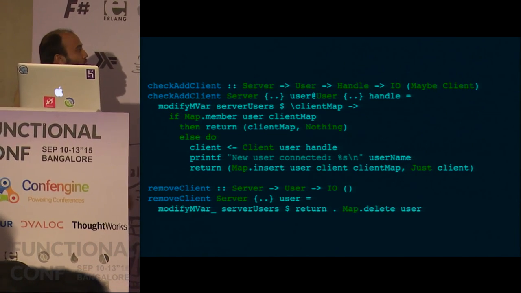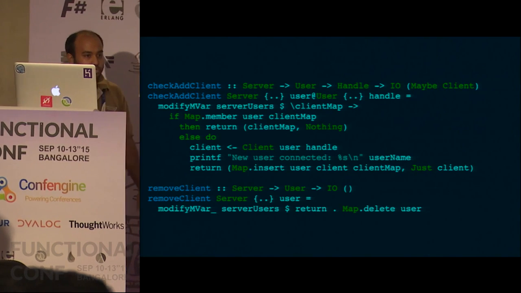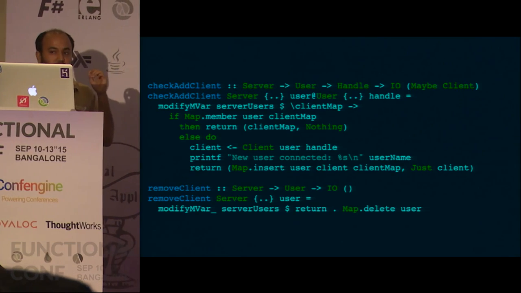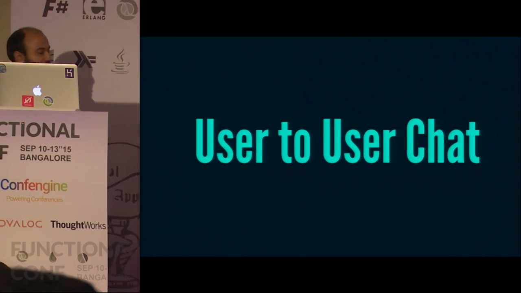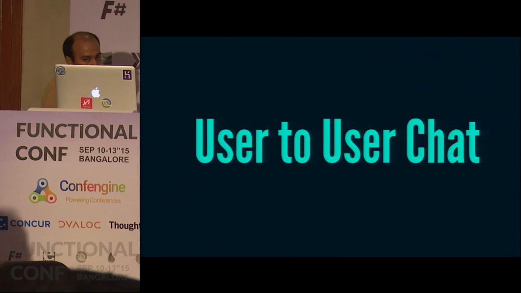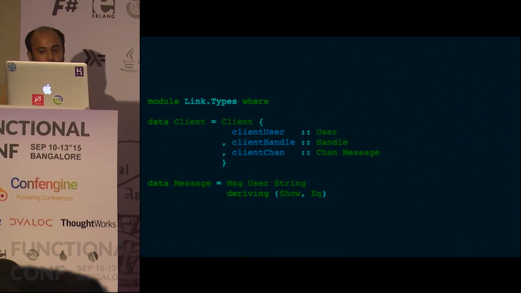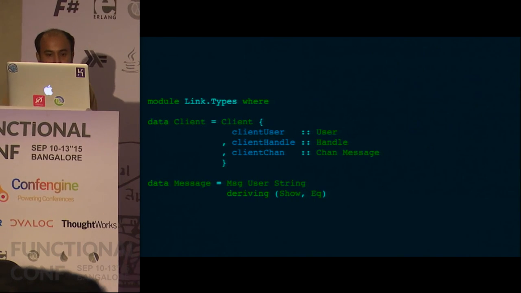So that's it. We now have a way for the user to connect to the server, and since we spawned a new thread there, the user will stay connected. Now the next feature that we have to implement is user-to-user chat, right? So let's look at the types before we go on.